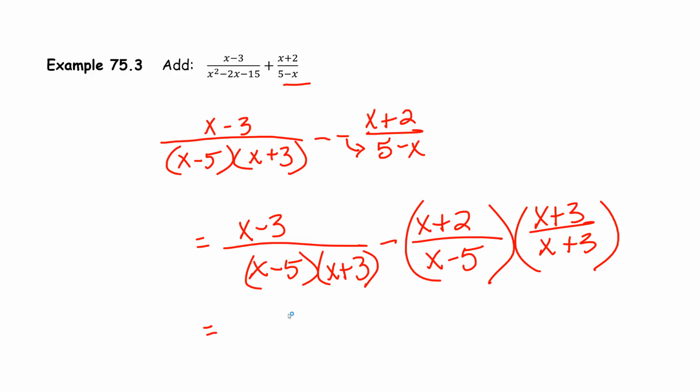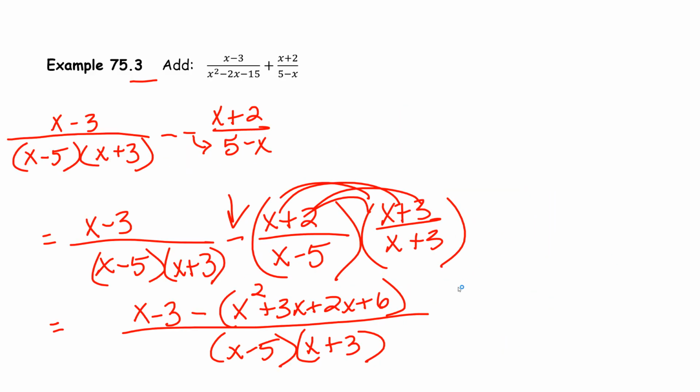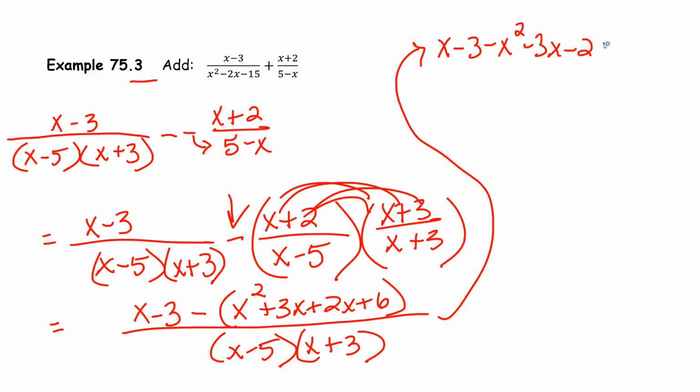So if I add all that up, I'm going to have x minus 3 here, and then I have to FOIL this out. So I got to do all that multiplication. I'm going to use parentheses because all of that is going to have to be subtracted. So that would be x squared plus 3x plus 2x plus 6. And all of this is going to be over x minus 5 times x plus 3. So I'm just going to bring that all up here. So I'm going to have x minus 3 minus x squared minus 3x minus 2x minus 6 all over (x − 5)(x + 3).